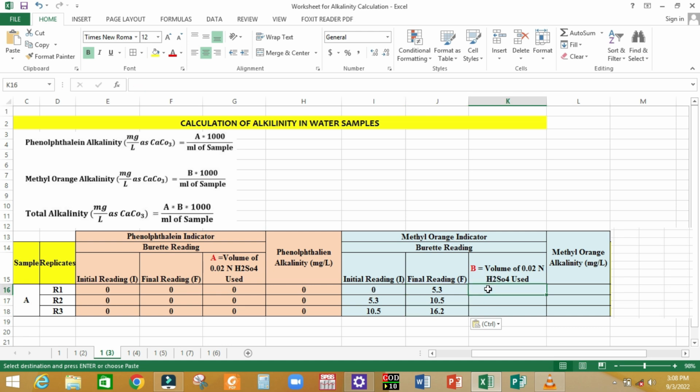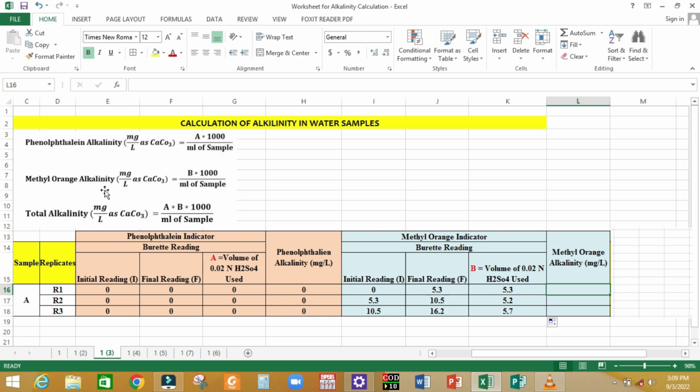From here we can find out the volume of sulfuric acid used for titration of the orange color till it turns into pink. We just have to take the final burette reading minus the initial burette reading, and this will give us the volume of sulfuric acid used. Similarly you have to do it for the other 2 replicates. And from here we can now calculate the methyl orange alkalinity.